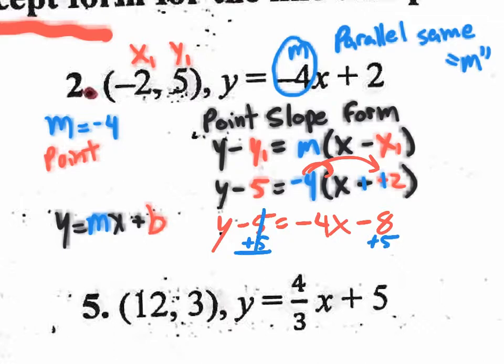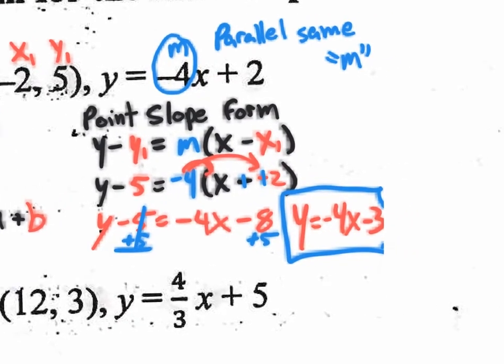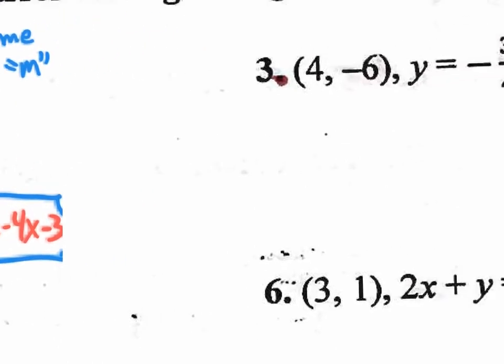So we have y equals negative 4x minus 3. Ladies and gentlemen, that is your slope intercept form equation. Y equals negative 4x minus 3. That question, as well as many of these other questions, will be on the test Friday.